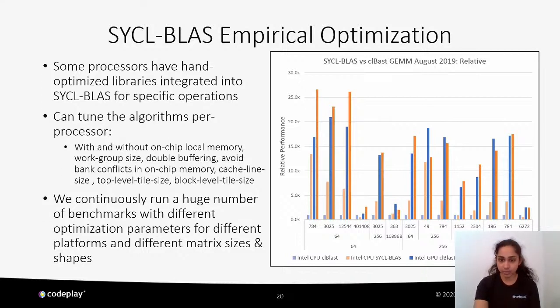This graph again shows the relative performance of SYCL-BLAS. It compares SYCL-BLAS on Intel CPU versus OpenCL on the CPU, and again the Intel GPU OpenCL version as well as the Intel GPU SYCL-BLAS version. And you can see that consistently, no matter whether we are running on the CPU or on the GPU, SYCL-BLAS performs better than the OpenCL-BLAS version.